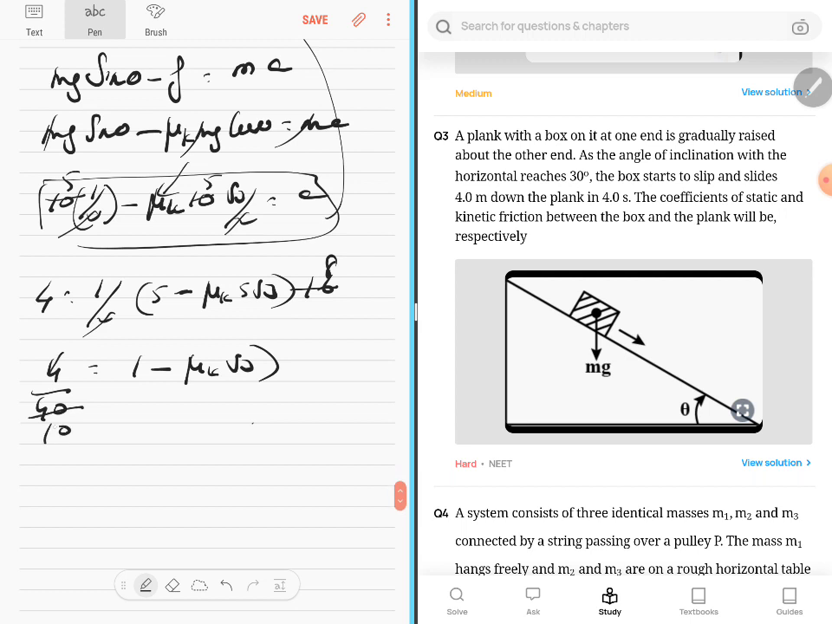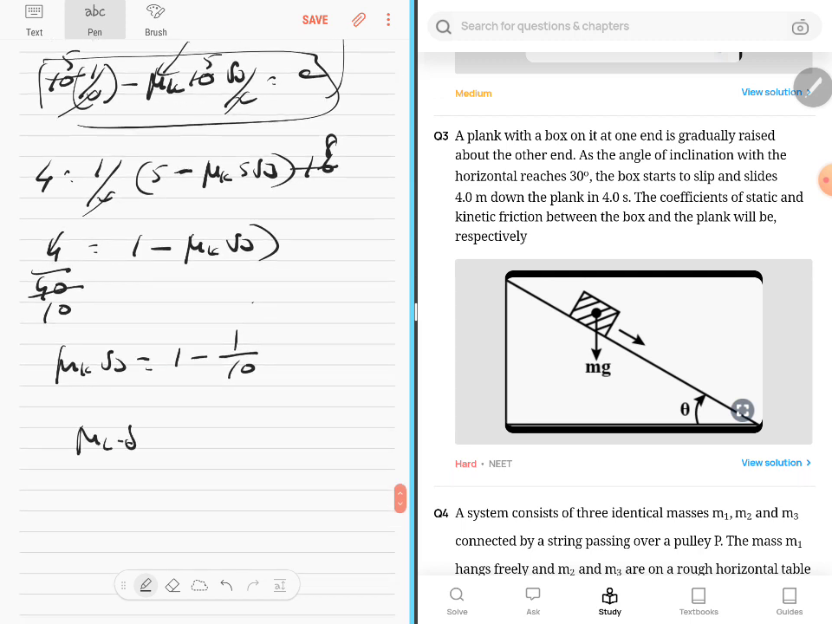This becomes 1/10. So then you want to find μk. μk√3 = 1 − 1/10, so μk√3 = 9/10. So μk = 9/(10√3), and I don't know what the options are in here.